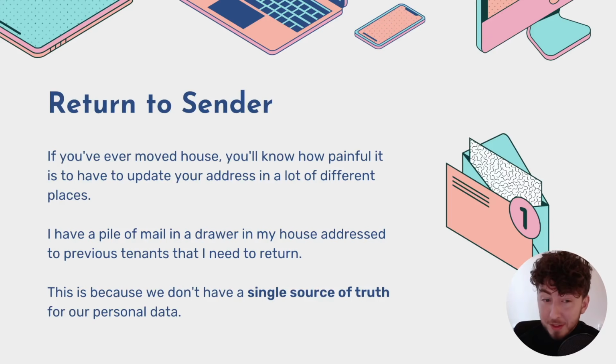If you've ever lived in a rental, you've probably received mail that wasn't addressed to you because someone forgot to update their address. It's a huge problem that affects basically everyone on Earth. And the reason that this happens is because we don't have a single source of truth for our personal data, right? We have multiple sources of truth that all these different services rely on. And so we need to update all of them, and eventually you forget to update one of them, right?